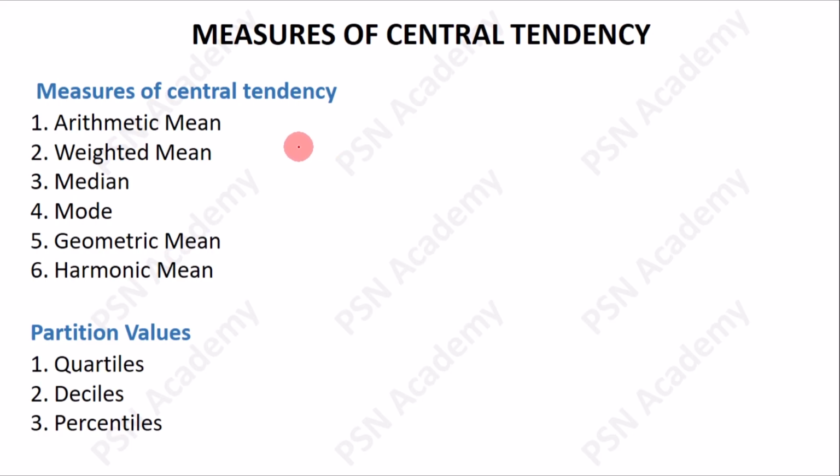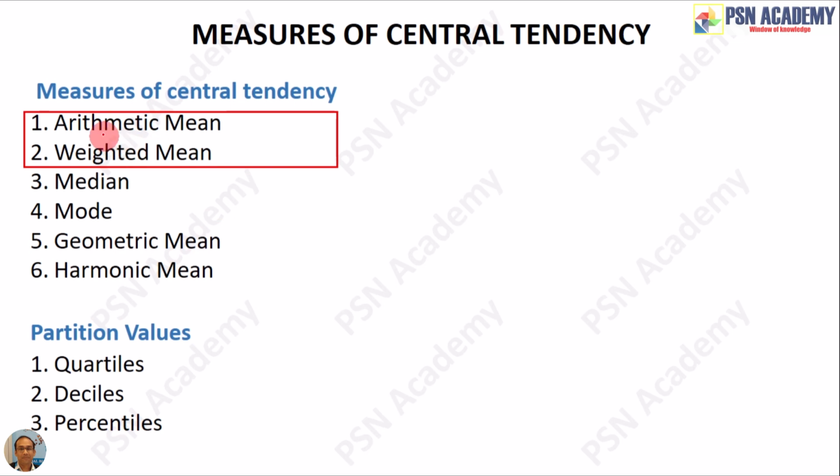Hi, in this video we will start with measures of central tendency. We have 6 types of measures of central tendency and 3 types of partition values, and in this video we will concentrate on arithmetic mean and weighted mean.